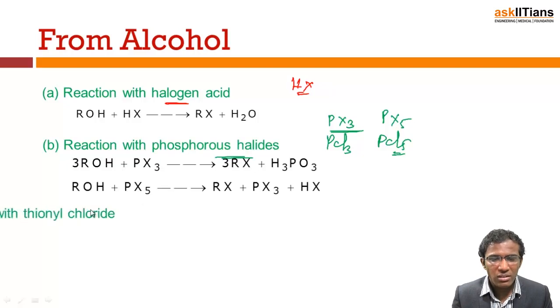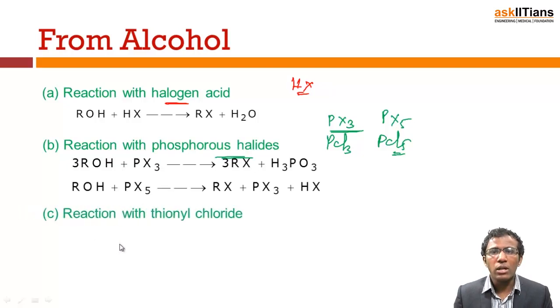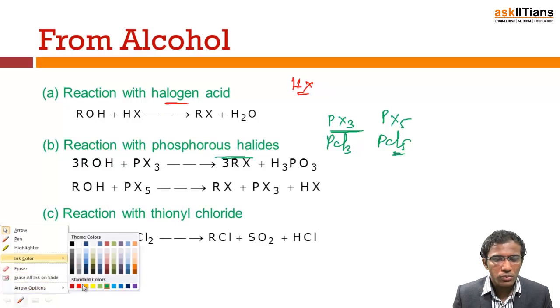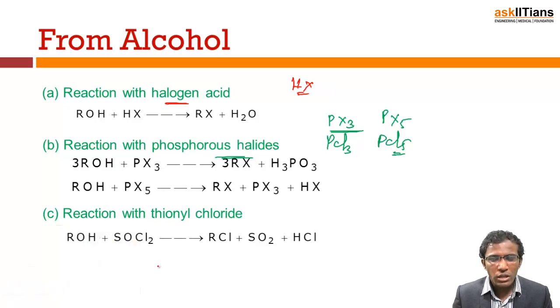So this is the second way, and the third way is reaction with thionyl chloride. Thionyl chloride is SOCl2, which reacts with alcohol and yields especially alkyl chloride, because we are taking thionyl chloride, so we will get alkyl chloride as the product.